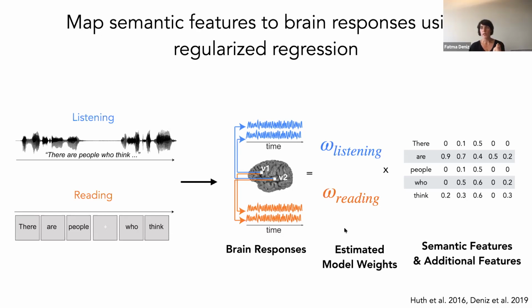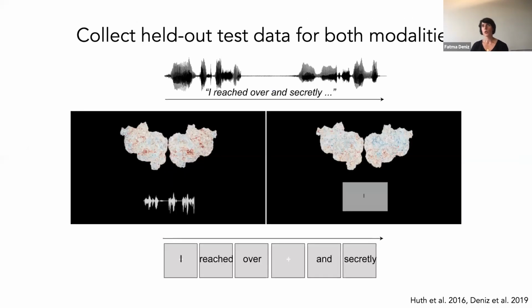So then what we do is we estimate some semantic model weights for listening and reading separately. To evaluate how well our model generalizes to new data, we go back to the scanner and collect a new data set. That is our held-out test data set. It has the same properties as the training data set: one other story that the subject has not read or listened to during the training session that we use for training the models.